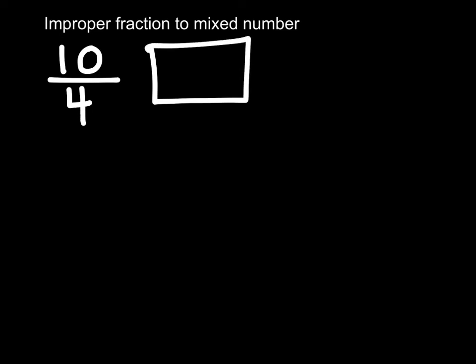Now we're going to talk about how to go from an improper fraction to a mixed number. An improper fraction is when your numerator is greater than your denominator. So say we had 10/4. Our numerator is 10, and that's greater than our denominator. So we have to put our improper fraction as a mixed number. One way that we can do this is we can draw it out. I can draw a couple wholes and split them into fourths.